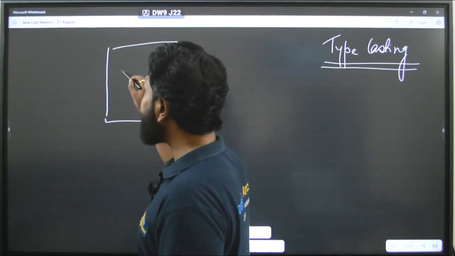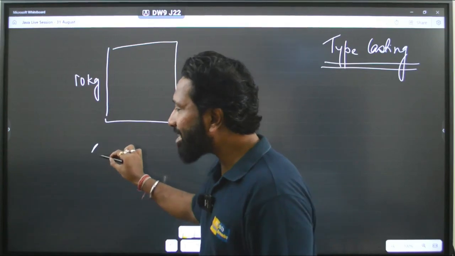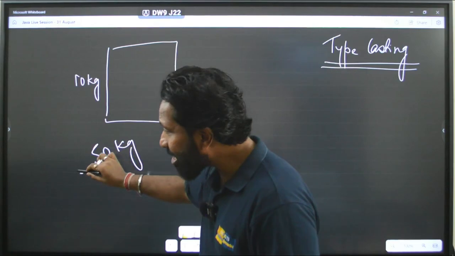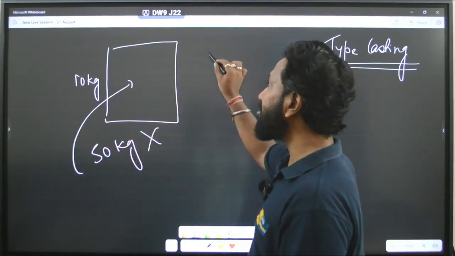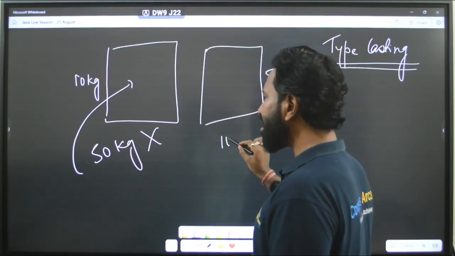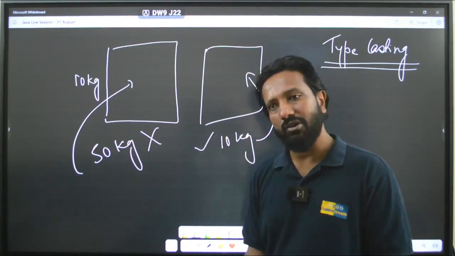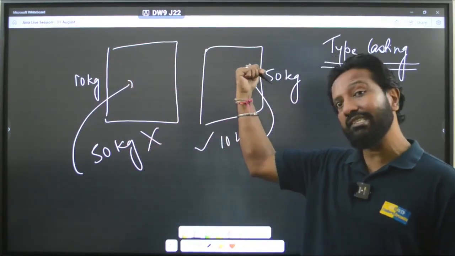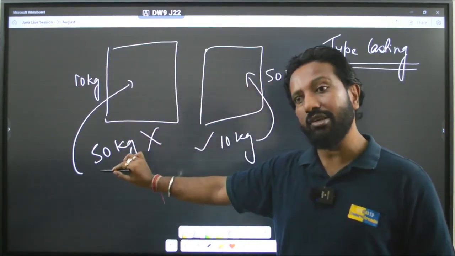I have a 10 kg bag. Can I put 50 kg of cement inside this? It is not possible. I have a 50 kg bag. Can I put 10 kg inside it? Absolutely yes, this is possible. Got it? So inside a larger bag I can put a smaller quantity, but inside a smaller bag I cannot put a larger quantity.